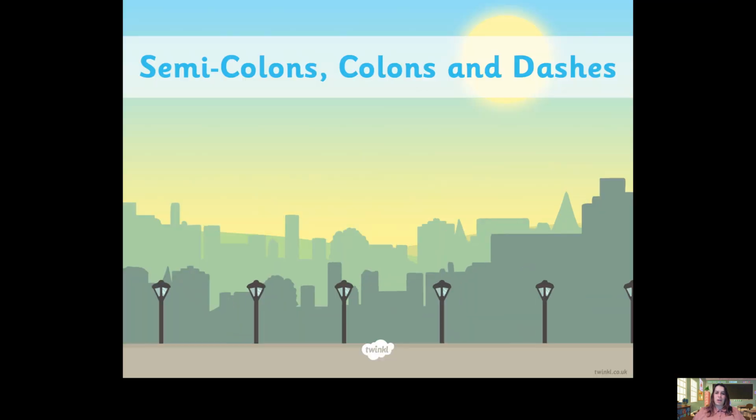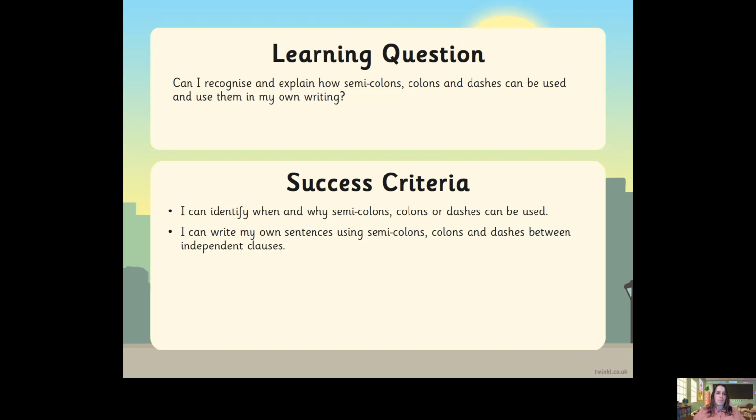And just like yesterday, we're going to go through little steps and little activities. So can I recognise and explain how semicolons, colons and dashes can be used and use them in my own writing? We know it might be a little bit tricky today in terms of you don't have me here in the classroom helping you, but if you write any questions that you have in the discussion post underneath this assignment, I'll be there to answer, or Miss Hammond or Mrs. Kenyon will be able to help you as well.